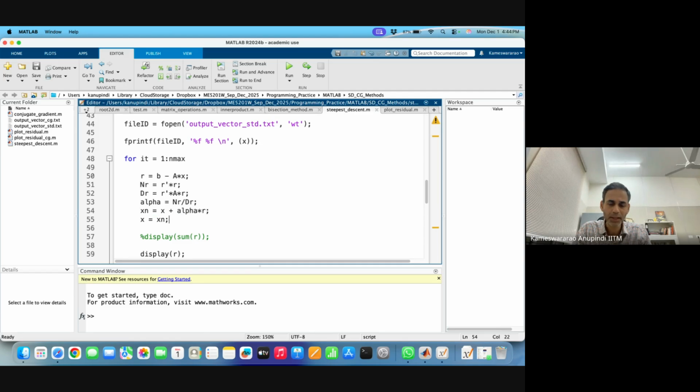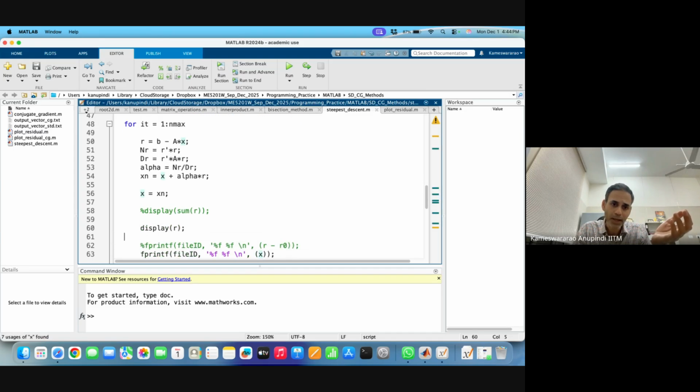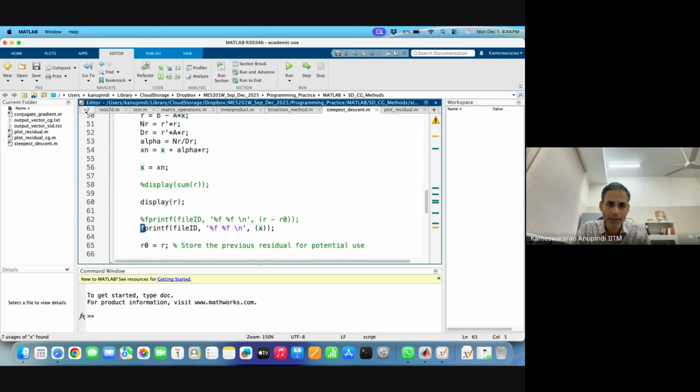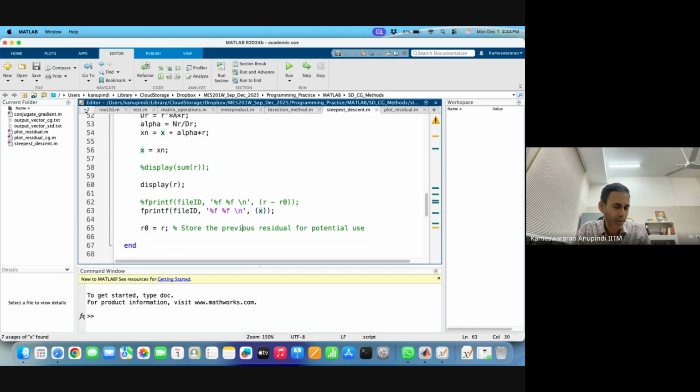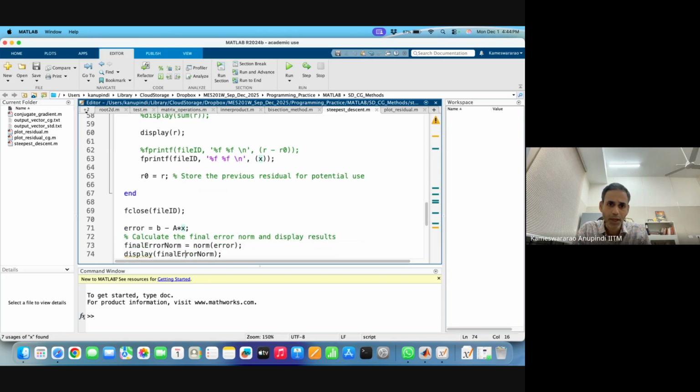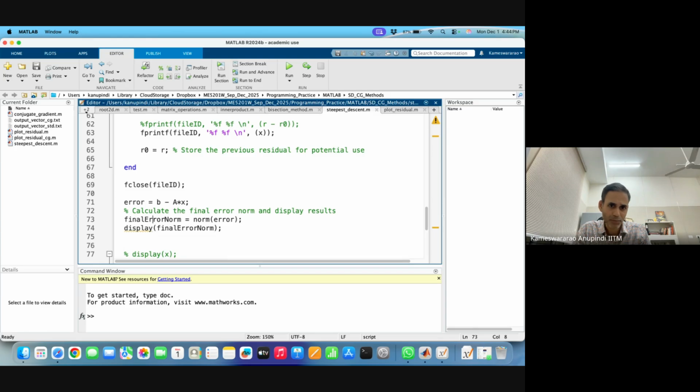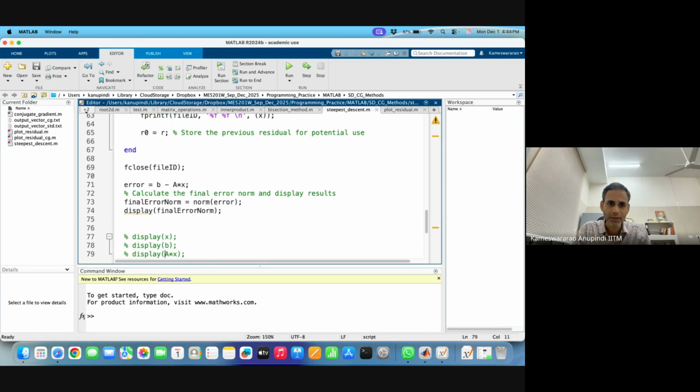This was the steepest descent. And then once you're done with the new Xn value, you update your old x with Xn, okay? Then I'm also displaying R and writing it to the file. This is the new X value I have found. And then I'm also storing R0 as the previous residual for later use. Once I'm done with all iterations, I'm closing the file. Then I'm printing the error, and the norm of the error because error itself is a vector here. Okay, fine. So that is what I have.